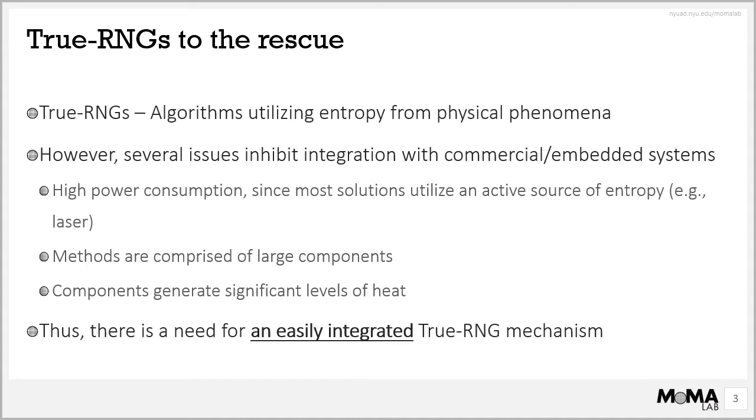And while this might be effective in acquiring high random number generation rates, it also causes several issues. The main issue is that the power consumption of the RNG will be significantly increased since the solution is utilizing an additional device for its operation. And also, in several cases, these devices occupy a lot of space and generate significant amounts of heat, which means that they cannot be active for long periods of time. So as you can imagine, such solutions cannot be utilized for commercial or embedded applications, and this is why we need a true random number generator that can be easily integrated in devices.